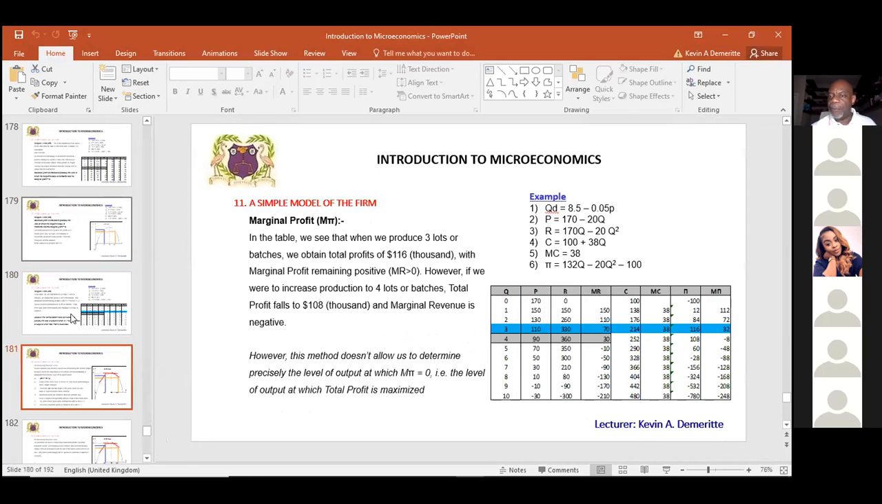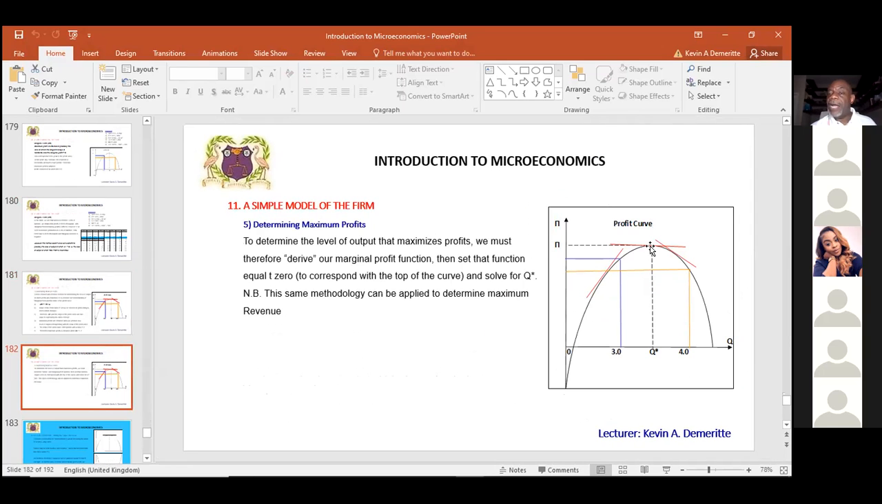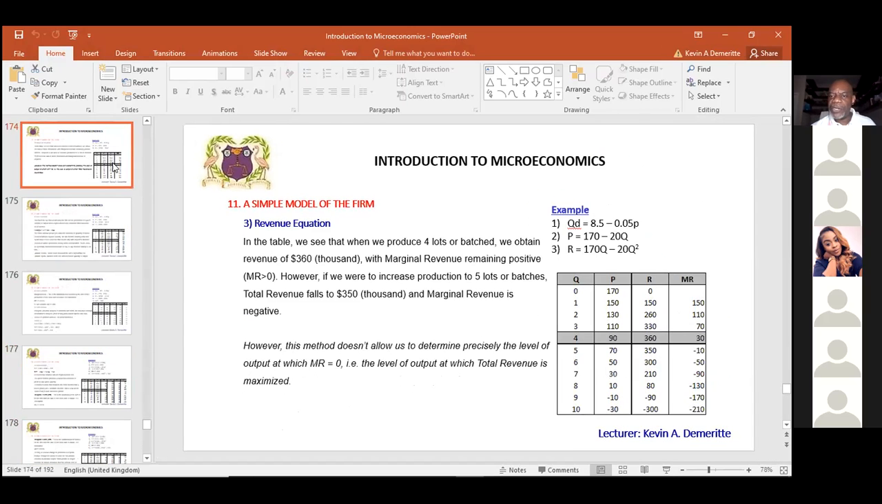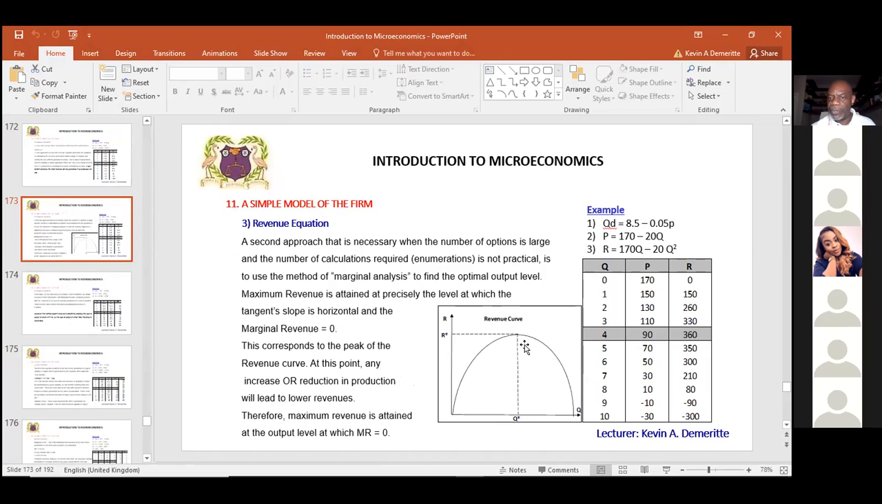Here's our profit from our profit curve. We said the point where marginal profit is equal to 0 is a point where our profit is maximized. Right? Same thing for the revenue. We're trying to find the top of the revenue curve. Here's our revenue curve. Maximum revenue will be at the top of that curve, and that's where the slope, marginal revenue, is equal to 0. Right. If we were to draw the profit function, it'd be upside down.